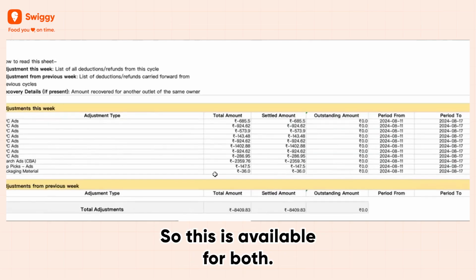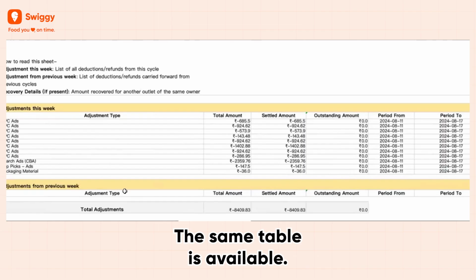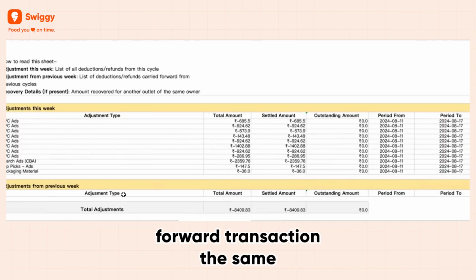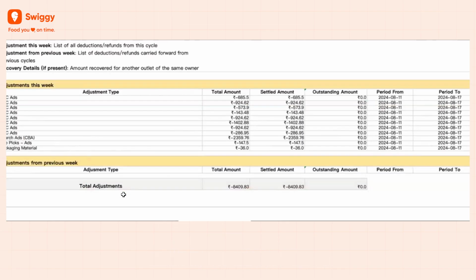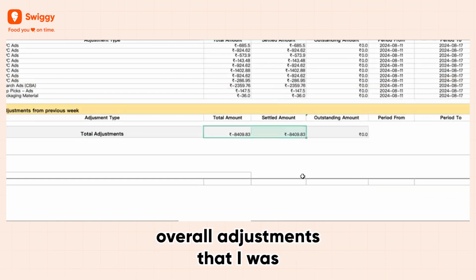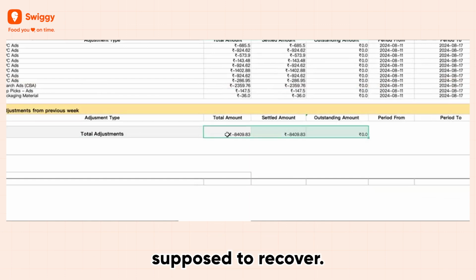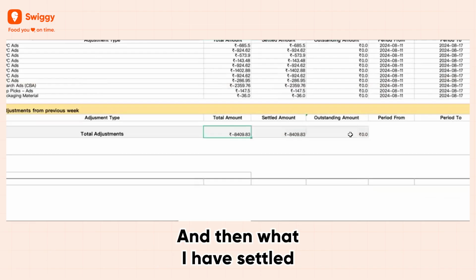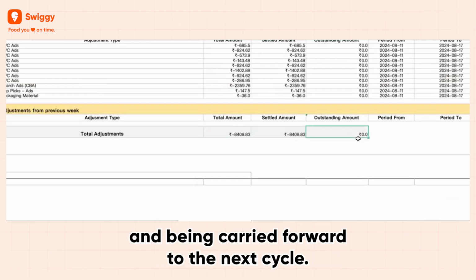Right. So this is available for both. The same table is available, let's say, if there's a carry forward transaction, the same table is available here. And this I can use to identify the overall adjustments that I was supposed to recover, what I have settled, and what is outstanding and being carried forward to the next cycle.